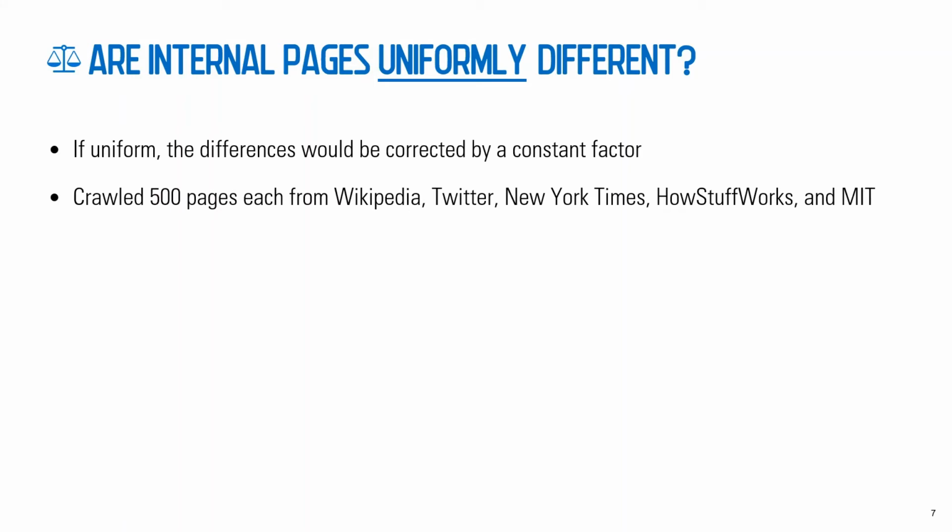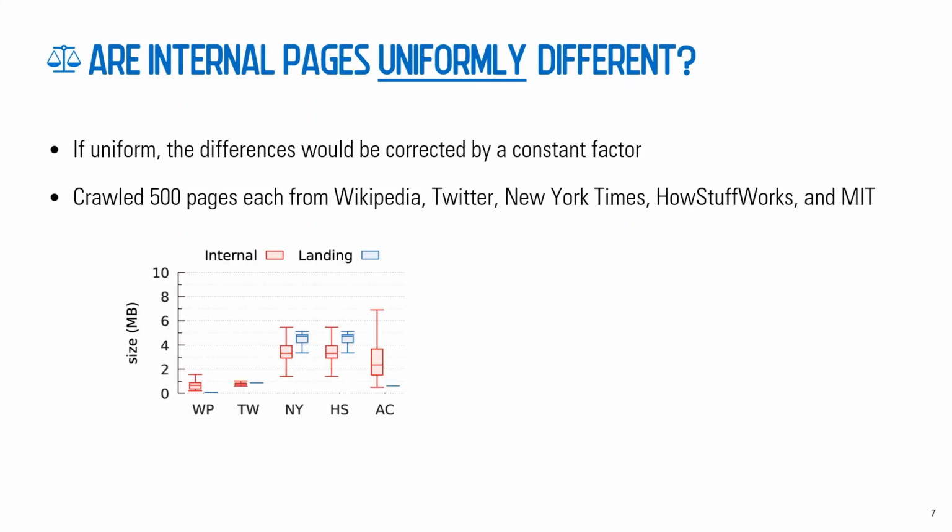To answer this question, we used a smaller experiment. We selected 5 websites with different Alexa popularity ranks: Wikipedia, Twitter, New York Times, How Stuff Works, and the MIT academic website. We recursively crawled each website until we obtained 5,000 unique URLs, and then we randomly sampled 500 pages from those URLs for each website. Then we crawled those 500 pages once each, and we crawled the landing page of each website 10 times.